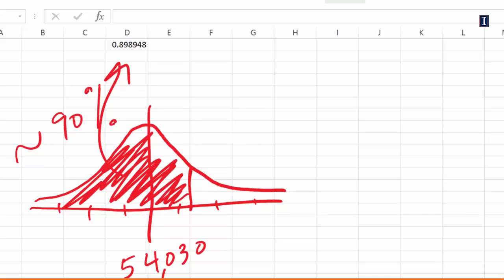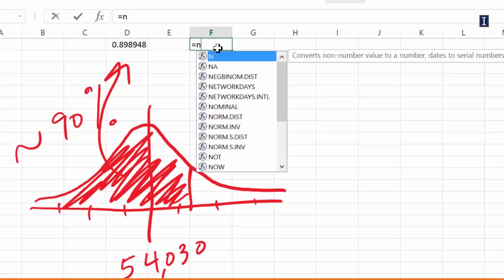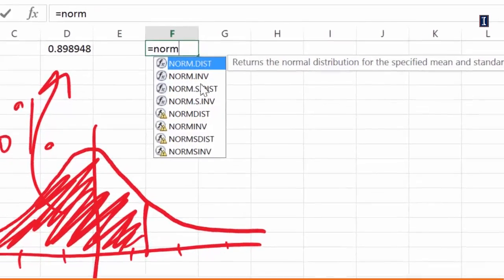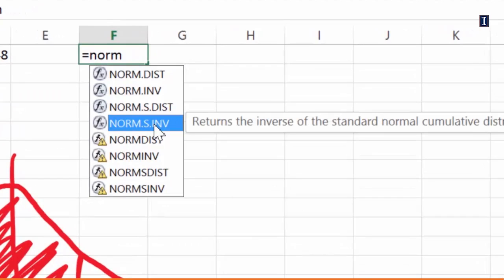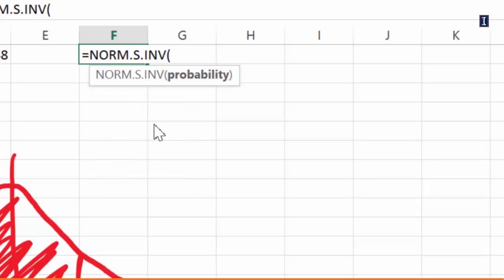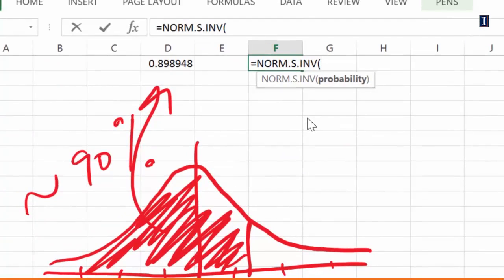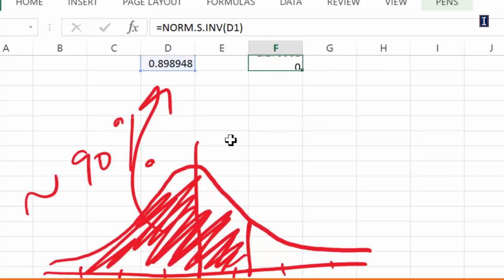If I wanted to know what the Z was, the best way to do it is by saying norm again, and this time I'm going to use .s, because the Z of 1.27 is about how many standard deviations you're away based on a standard normal table. So if I take this, it only has 1 argument. It says, what is the probability you're looking for? Well, the probability I'm looking for is sitting right here. So I click on it and I say return, and it returns 1.27, which is about what we had calculated using the equation.